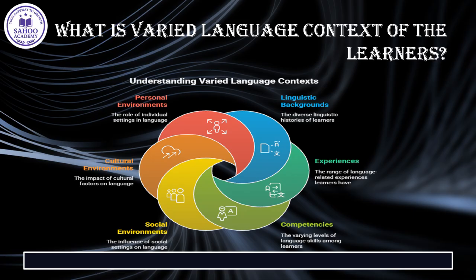Simply speaking, varied language context of the learners refers to the complex and diverse linguistic backgrounds, experiences, and competencies that every single student brings with him through the classroom door. It is the formal recognition that our learners' identities are deeply woven into the languages and dialects they speak. This concept fundamentally moves us beyond a limited binary view of language. The view is that a student simply knows a language or he does not know the language.